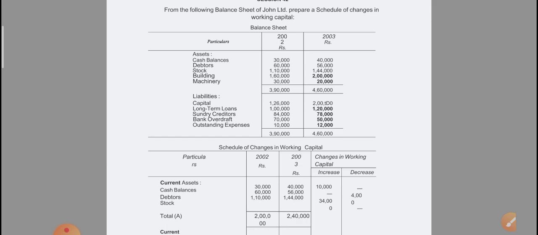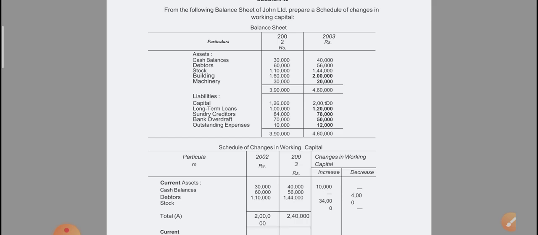Cash balance 30,000 for 2002, for 2003 40,000, debtors 60,000, 56,000, stock 1,10,000, 1,44,000, building 1,60,000, 2 lakh, machinery 30,000, 20,000, capital 1,26,000, 2 lakh, long term loans 1 lakh, 1,20,000, sundry creditors 84,000, 78,000, bank overdraft 70,000, 50,000, outstanding expenses 10,000 and 12,000.